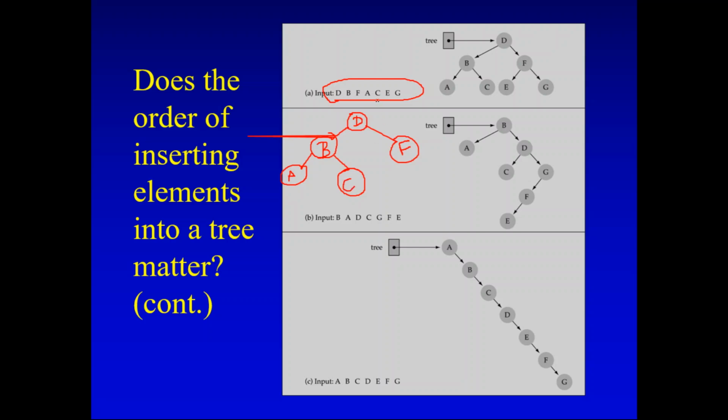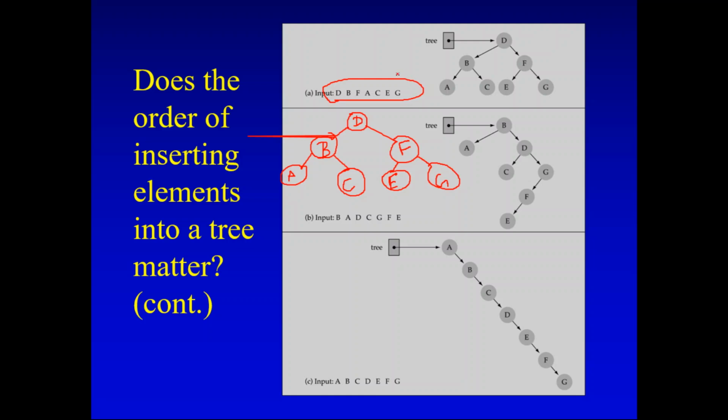Okay. Similarly, next is E. Is E less than D or greater than D? It's greater than D, so go here, which is F. Compare with F. Is E less than F or greater than F? It's less than F, and there is no left child for F, so add E to the left of F. Next is G. Is G greater than D or less than D? It is greater than D, so go to F. Again compare with F. Is G greater than F or less than F? It's greater than F, and there is no right child for F, so put it here.